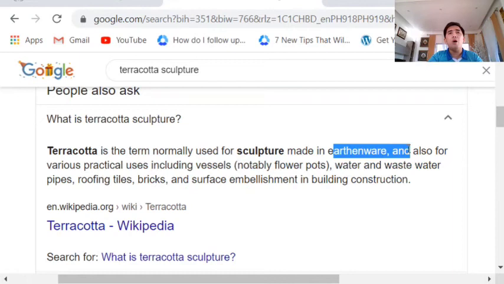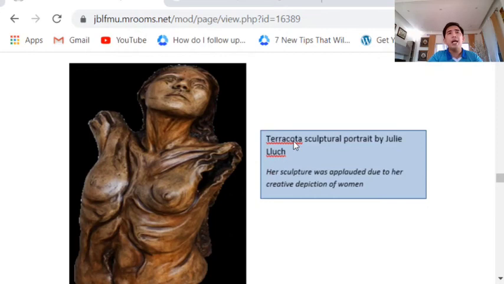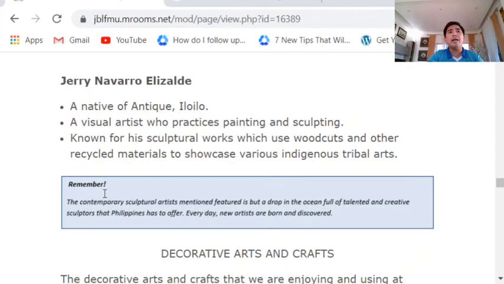Next, a sculpted women's portrait out of terracotta clay. So this one is an example, ginawa ni Julie Luch. Terracotta sculptural portrait by Julie Luch. Her sculpture was applauded due to her creative depiction of women. Okay? So feminist siya. Next, Jerry Navarro Elizalde is a native of Antique, Iloilo.